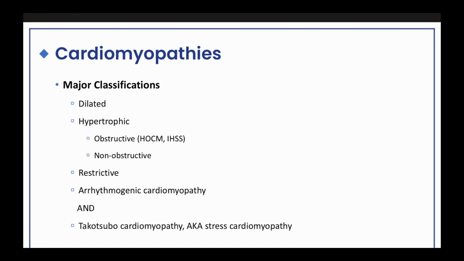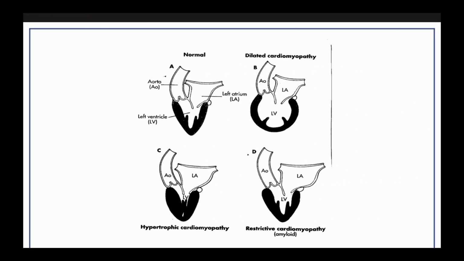So major classifications, we have dilated, we have hypertrophic. That includes obstructive, which is your HOCM. The IHSS is the hypertrophy of the septum, so septal hypertrophy. And you also have non-obstructive. Restrictive cardiomyopathies. And then you have, here's your Takotsubo cardiomyopathy, the broken heart stress cardiomyopathy, or you can have an arrhythmogenic cardiomyopathy as well. These are the ones you'll see the most: restrictive, hypertrophic, and dilated.